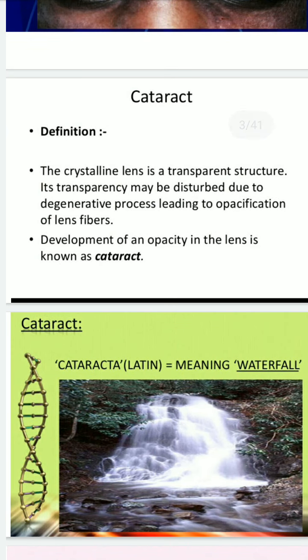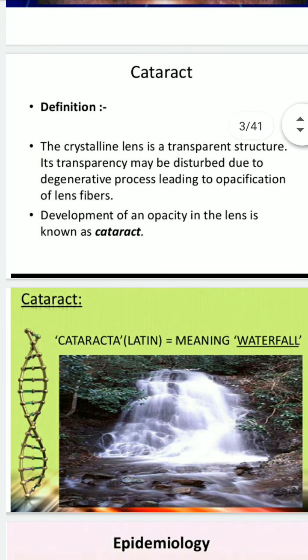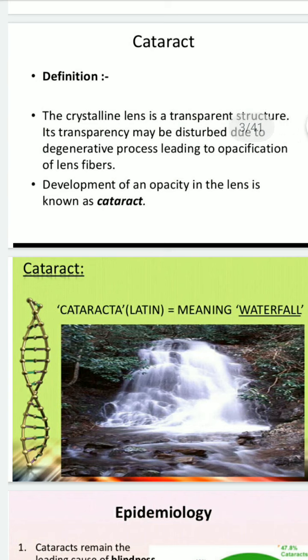Cataract is derived from a Latin word, cataracta, that means waterfalls. It is the leading cause of blindness. In this, age-related cataract is responsible for around 48% of world blindness. It is also an important cause of low vision in the world.